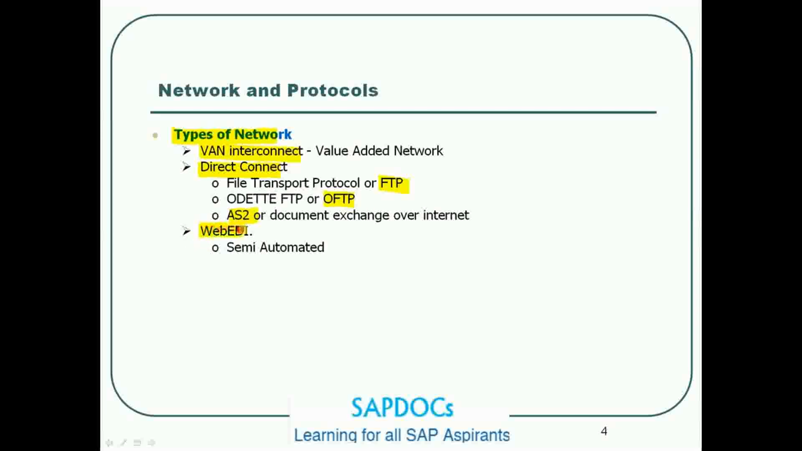The third kind of network is web EDI, where the data is sent through a web portal. As we looked at in the previous slide, EDI is an automated tool, but web EDI is semi-automated. It is automated from your side, provided you are a customer, but it is manual work if you are a supplier to a customer who has a web EDI portal for their suppliers to log in and view the messages.